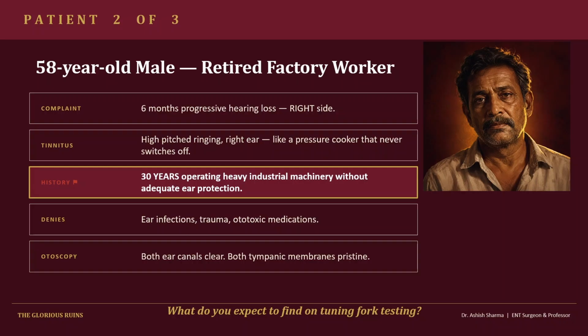Right Rinne, I place the fork on his right mastoid. He signals when bone conduction ends. I swing to the ear canal. He says, yes, I can hear it in the air, but it is very faint and it fades out very quickly. Right Rinne, technically positive. Air is still beating the bone.